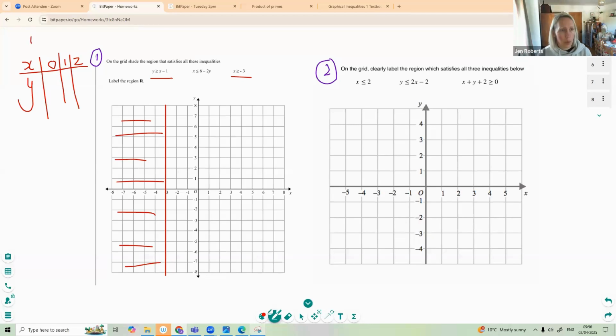Let's draw the graph y is equal to x minus 1. x is 0. 0 take away 1 is minus 1. 1 take away 1 is 0. 2 take away 1 is 1. So 0, minus 1. 1, 0. 2, 1. Join those points up.